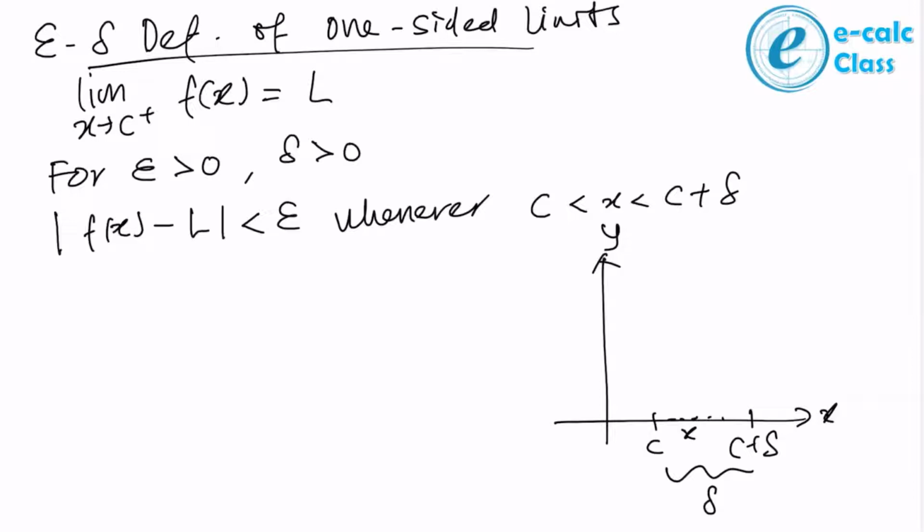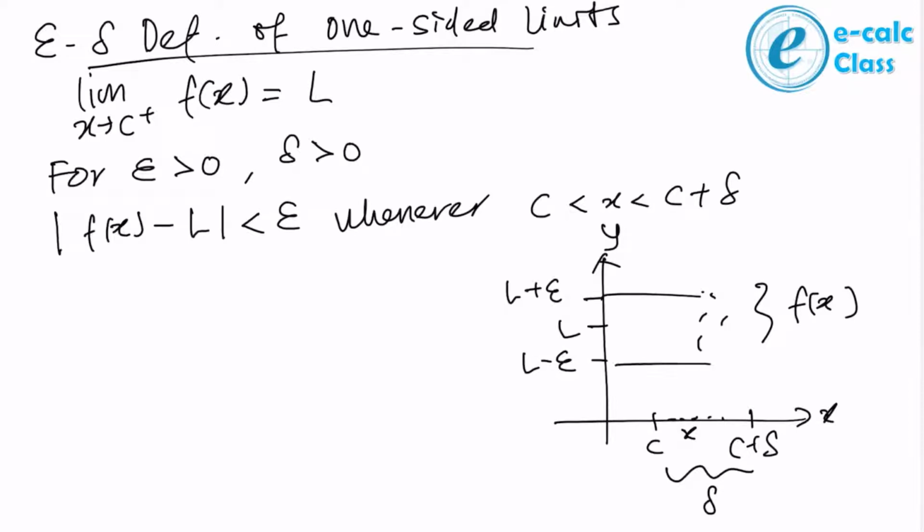So c plus delta. You have to make sure that when your x is within this interval, what happens to your y? In this case it's actually f(x), which also has to be very close to L, isn't it? Your L is here, L plus epsilon is here, L minus epsilon is here, and your f(x) should be somewhere here. Which means the difference between f(x) and L, with a modulus, must be smaller than this epsilon, must be within this interval. So this is for the right-hand limit.